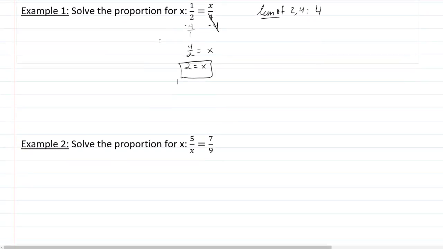Example 2, solve the proportion for x. 5 over x equals 7 over 9. So this problem's a little different, as you can see. Before, the x was on the numerator, but now it's in the denominator of a fraction. So what do we do? Well, we still find the LCM of the denominators, which is x and 9.